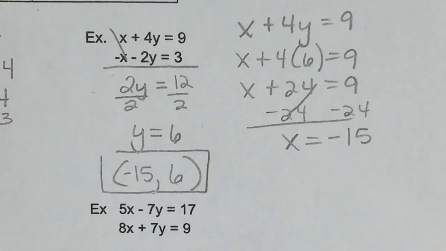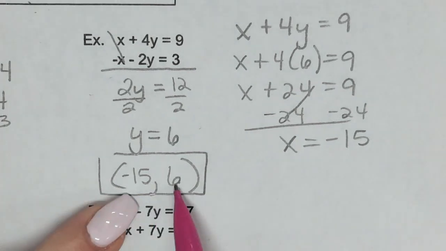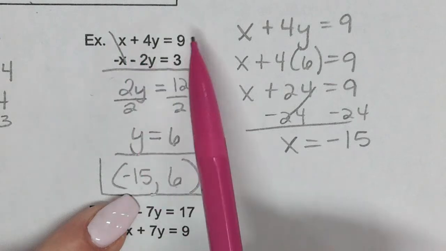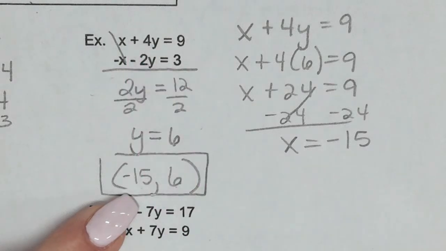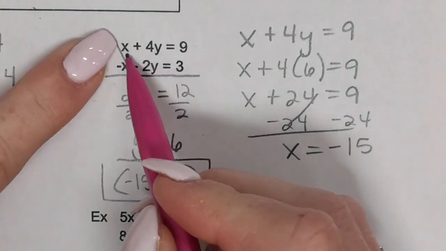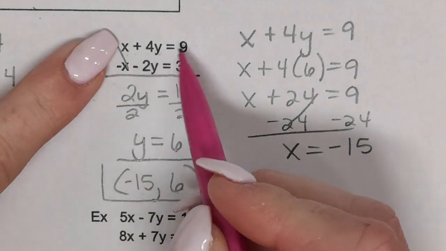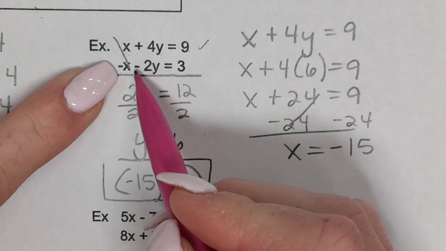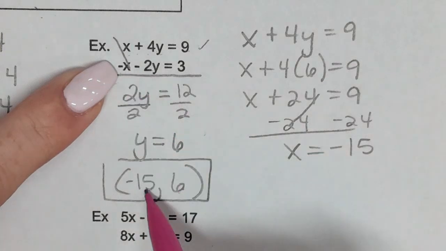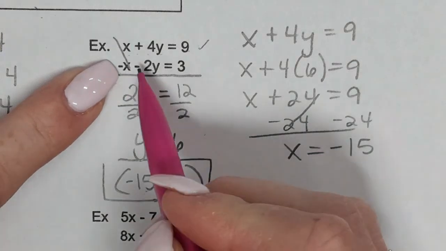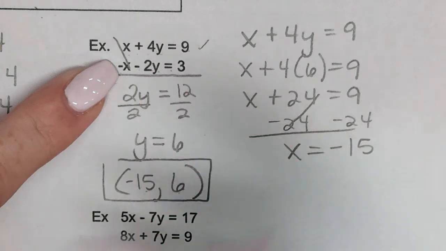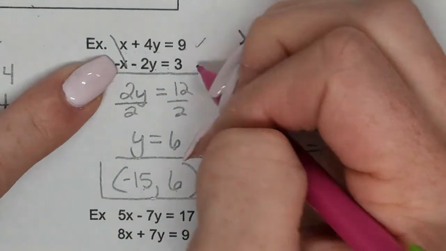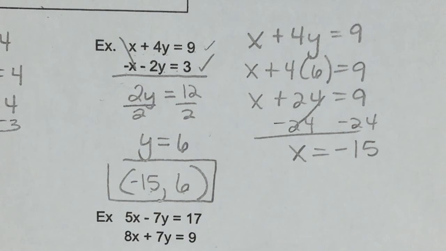Is there a way to check it? Yes, he said, is there a way to check it? Yes, there is. You would plug these numbers back in for x and y and make sure that it works for both. So I would say, is negative 15 plus 4 times 6 equal to 9? Yes, it is. Is negative 1 times negative 15, which is positive 15, minus 2 times 6 equal to 3? And if it is, then your answer would be correct. That's how you check it.